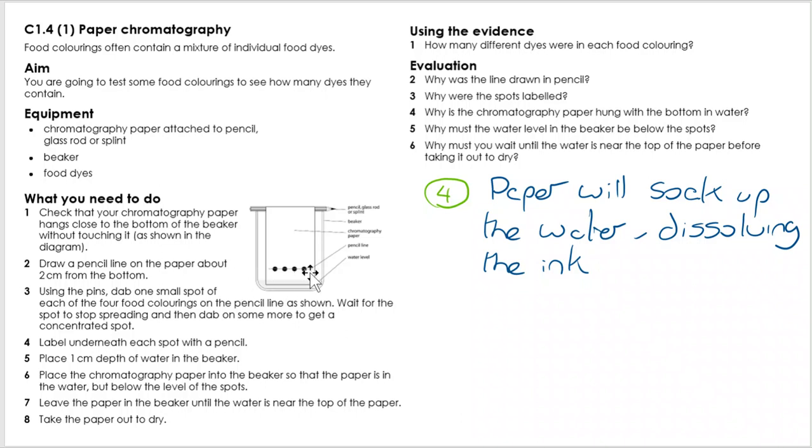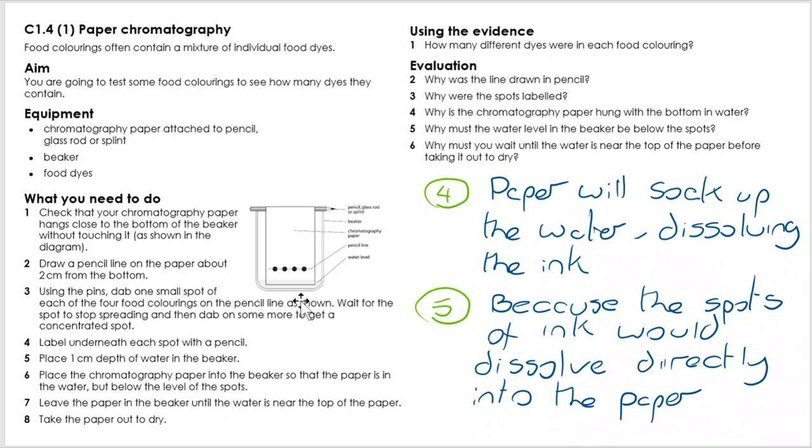Number 5, why must the water level in the beaker be below the spots? Again, you can see that here the spots are way above the water line. If it was below, the ink would just go straight into the water in the bottom and we wouldn't get that separation on the paper.